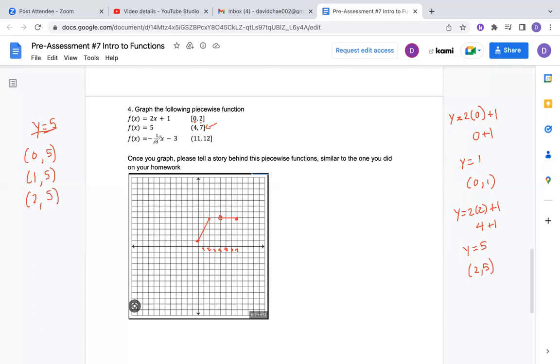Okay. And then number 4 right here, it's negative 1/3 x minus 3. Now you could graph the whole thing and then just erase all of it between 11 and 12. But remember, these are the x values here. So why not use those values, plug those in, and then you can get the y values.